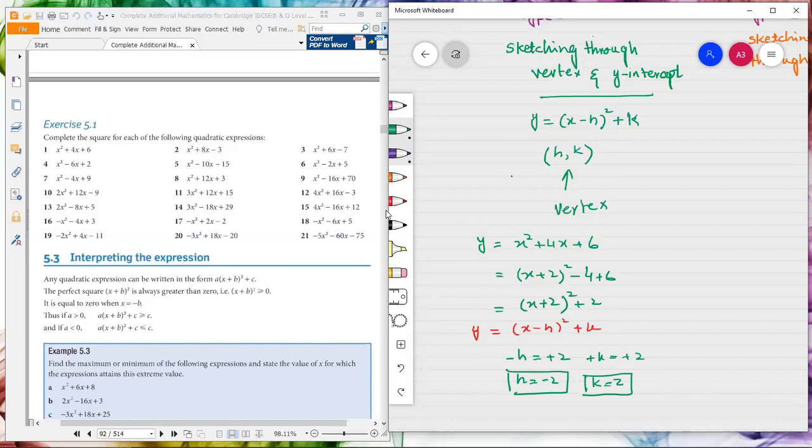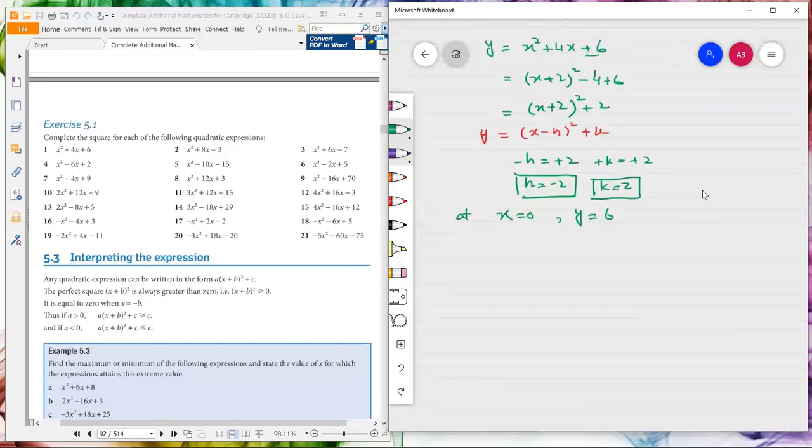How can we find the y-intercept? Just by putting x is equal to 0. When you put x is equal to 0, y will be 6. So y is equal to 6 is the y-intercept. Now look, how can we sketch this quadratic function?